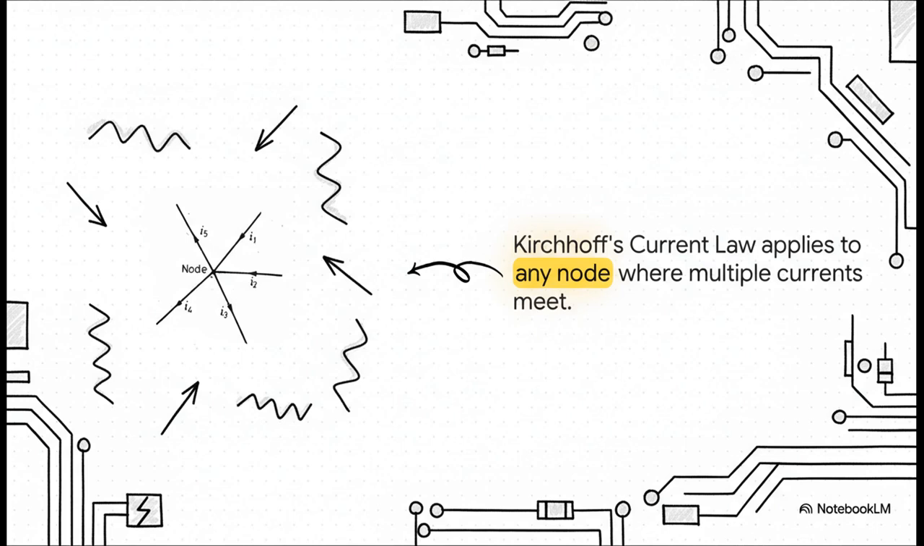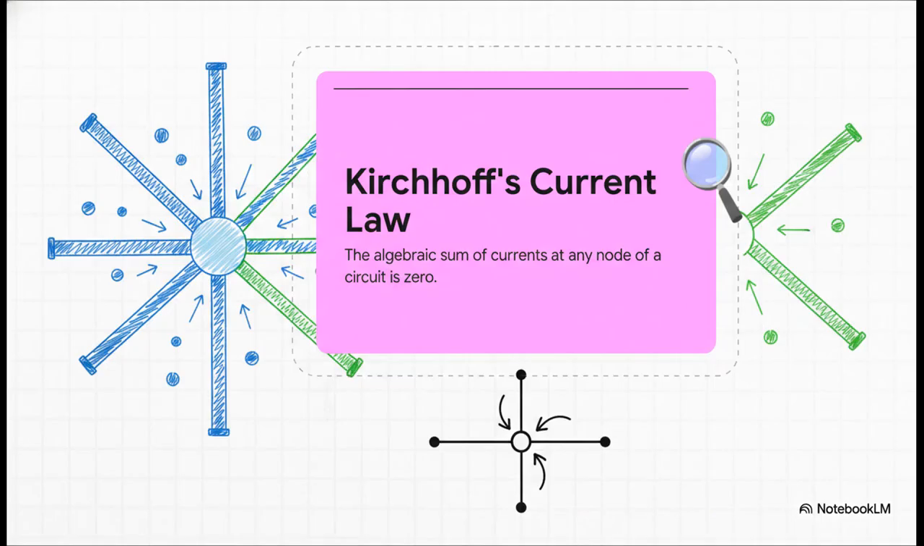So Kirchhoff's first law is all about what happens at an intersection. Any point where two or more wires come together, we call that a node. Think of it like a junction in the road. And his current law, or KCL, is beautifully simple. Whatever amount of current flows into that junction has to be the exact same amount that flows out. You can't lose any of it, and you can't create any new current out of thin air. It's basically the law of conservation of traffic. What goes in must come out.